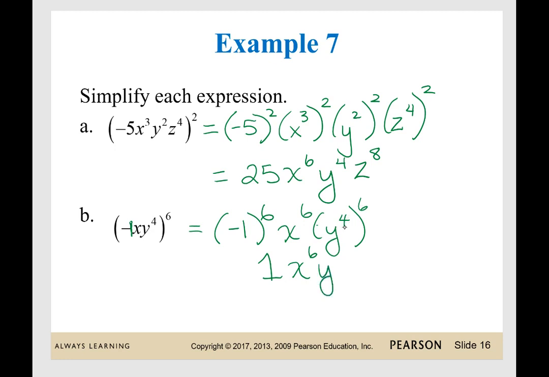Remember, we're going to keep that base y. We're going to multiply our exponents. When you put this answer in MyMathLab, you cannot have a coefficient of 1 or a power of 1. If you put a coefficient of 1 or a power of 1, it'll mark it wrong.